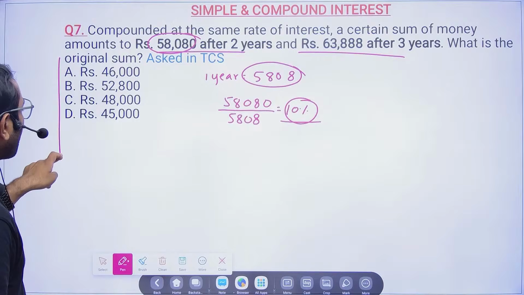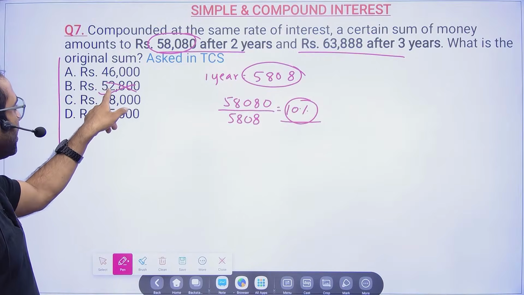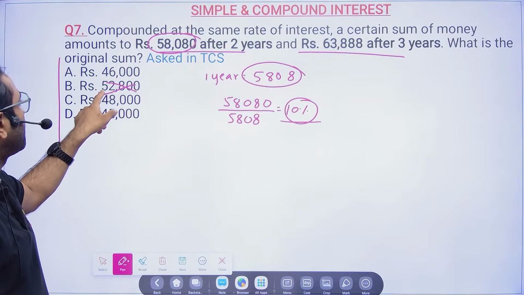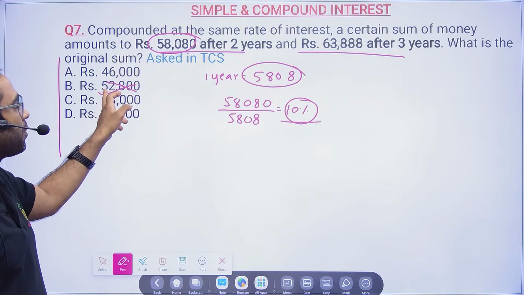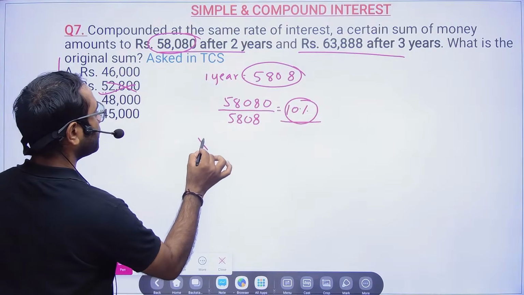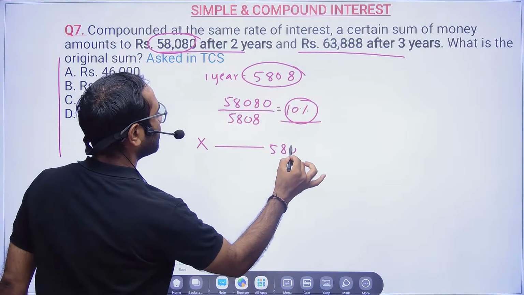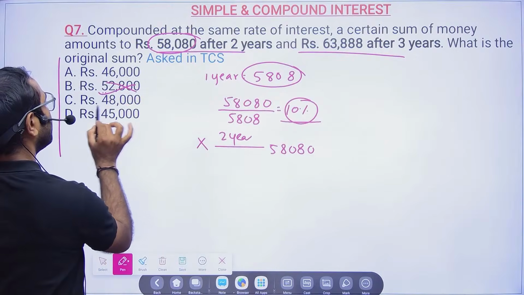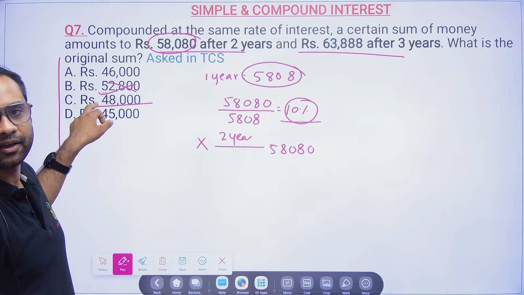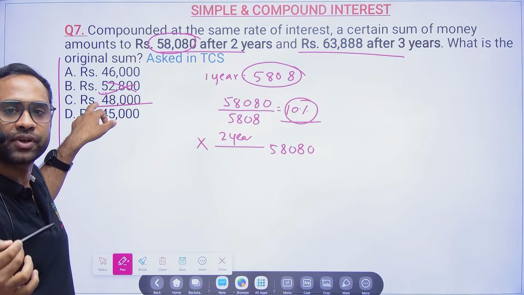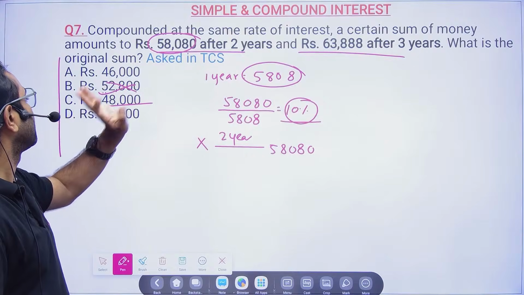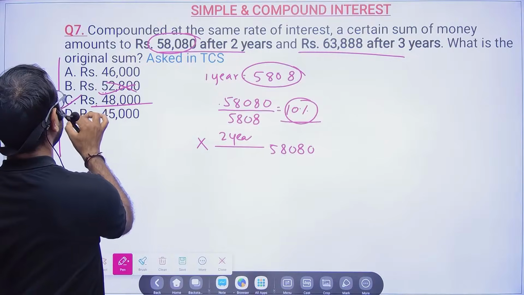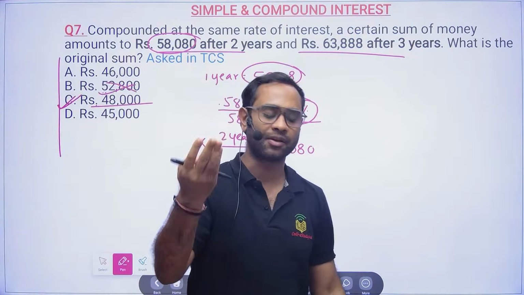Now I would have picked the option. This option is directly eliminated because 52,000, 10% will be 52 plus 52, 10,400. 52 plus 10 will be 62. But after 2 years I just need 58080. So this option is gone. Next, I would have taken this option, 48, and 10% of 48,000 is 4,800 plus 4,896. So 48 plus 96, it is less than this. That means this is going to be my correct answer, because compound interest will be a little more than that.